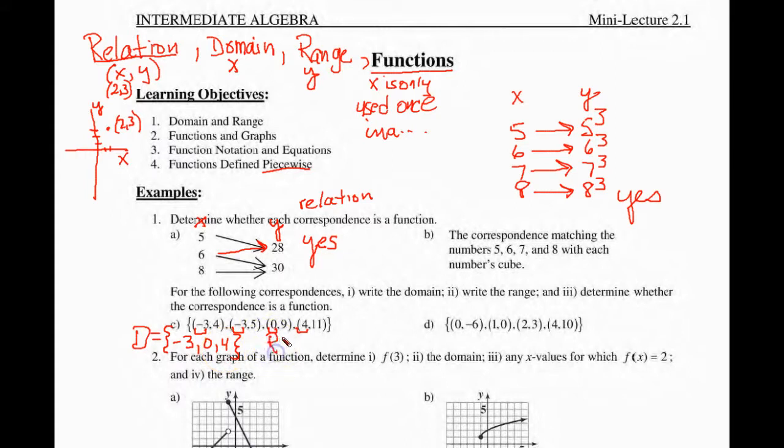And then the range would be 4, 5, 9, and 11. Just picking up the y elements. Now, as we look at this, is the x element repeated? Yes, it's repeated right there. Now, in the domain, we only write it once, but we see that it's used twice, so this is not a function.